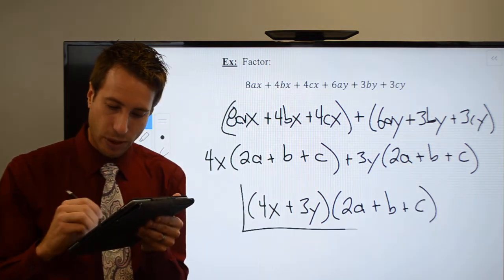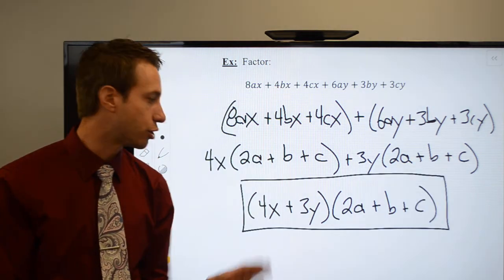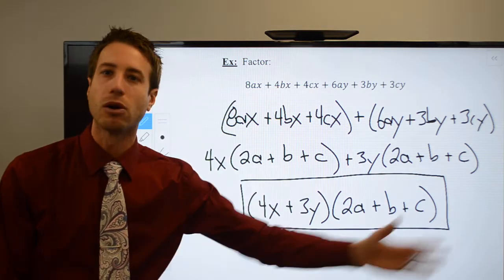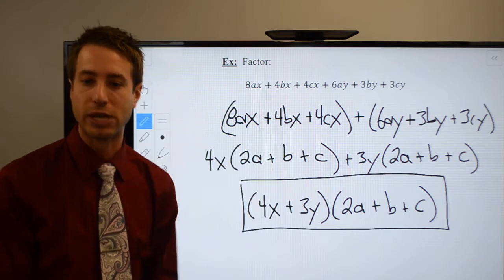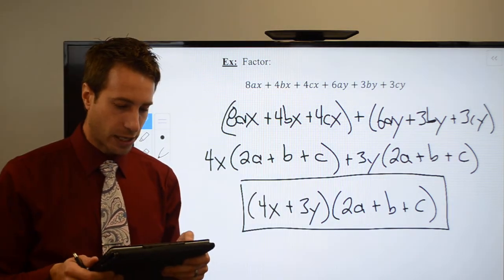And again, guys, the point is this: if you were to use the distributive property to multiply all that stuff out, you would get right back to what you had originally been given. I got a few more of these we can try.